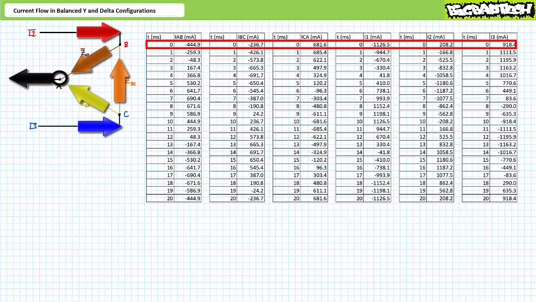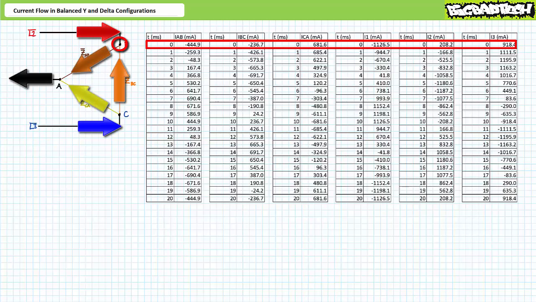Consider an application of Kirchhoff's current law at node A. 444.9 milliamperes of current enters node A through impedance element ZAB. 681.6 milliamperes of current enters node A through impedance element ZCA. And finally, 1,126.5 milliamperes of current leaves node A through line 1. 444.9 plus 681.6 does in fact equal 1,126.5.